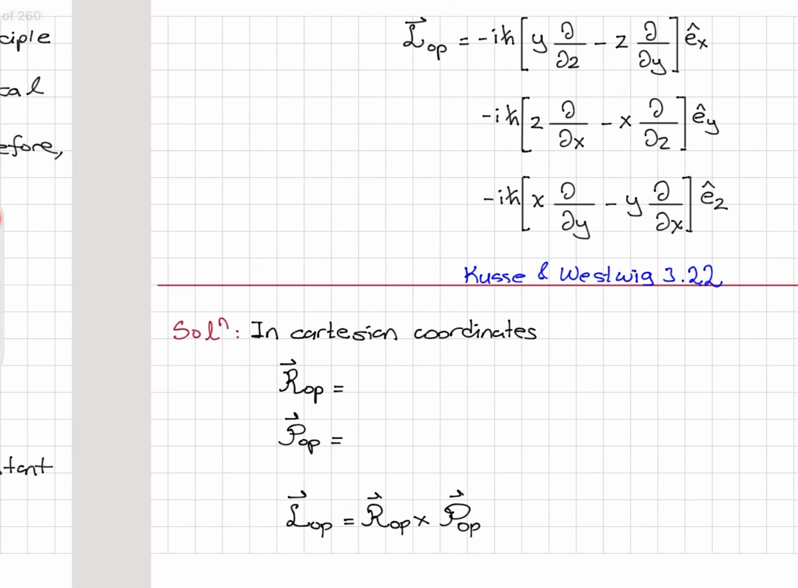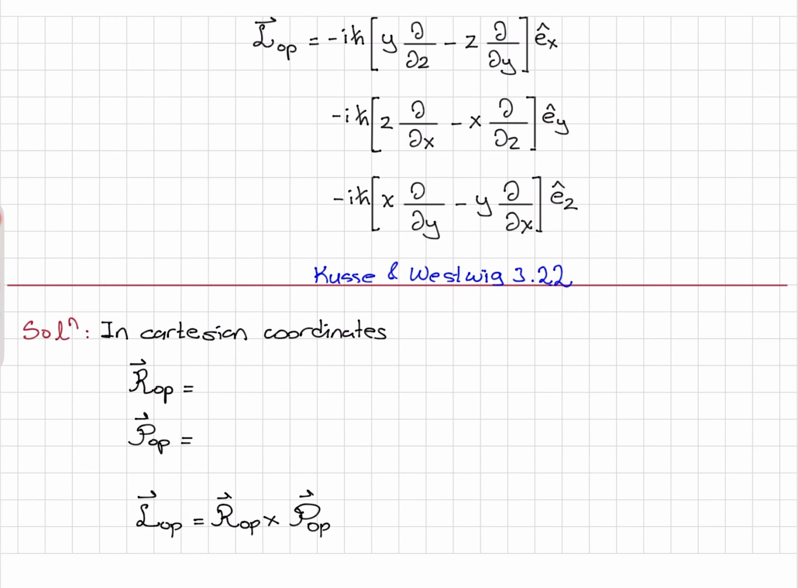Show that in Cartesian geometry, the L operator is given by this expression: minus i h bar e_x hat, parentheses y del/del z minus z del/del y, minus i h bar e_y hat, parentheses z del/del x minus x del/del z, minus i h bar e_z hat, parentheses x del/del y minus y del/del x.